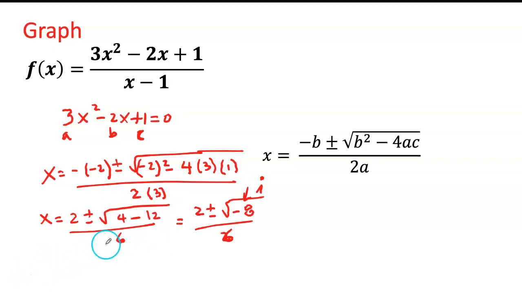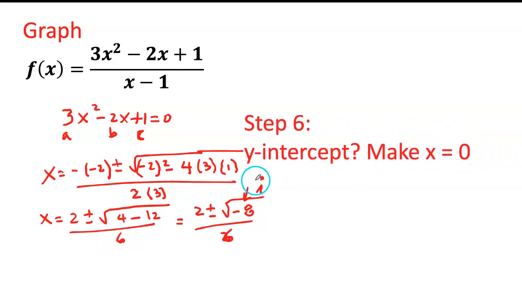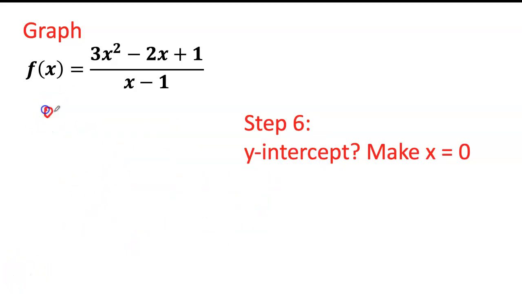Let's keep going. So right now there's no x-intercept. What's my next step? Y-intercept. For the y-intercept, I need to make the x equal to 0. So we make the x 0. So I'm going to do f of 0. Wherever you see an x, I'm going to put a 0.